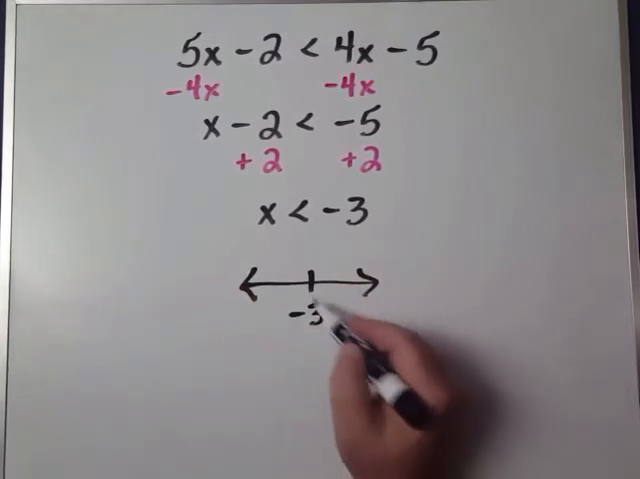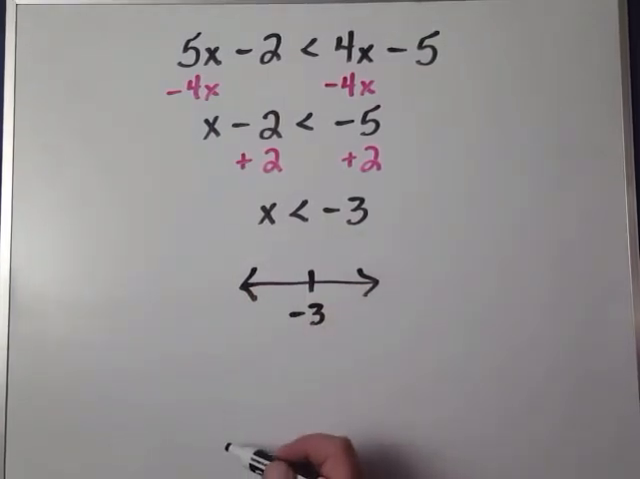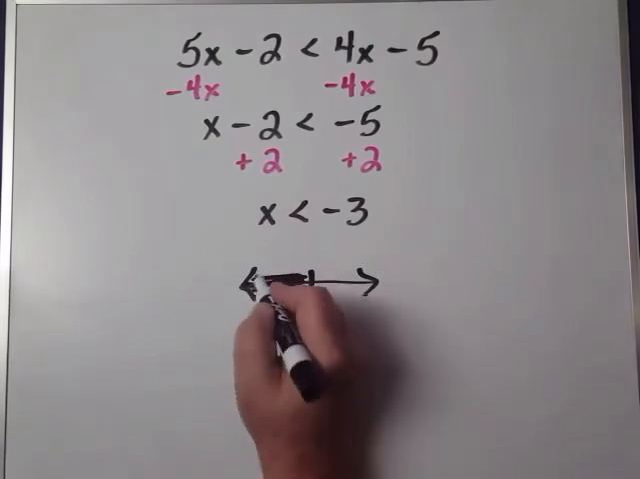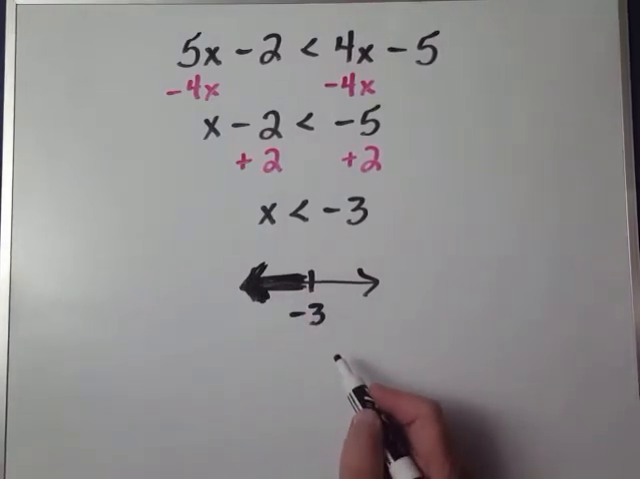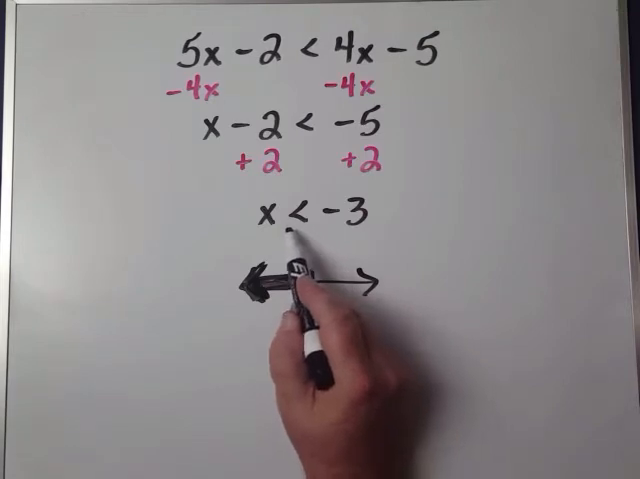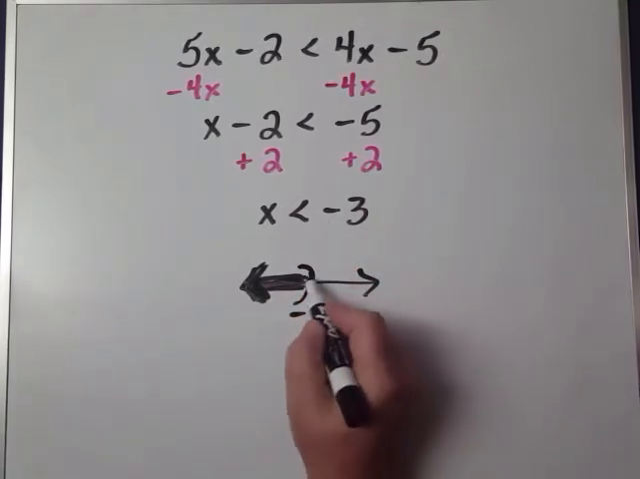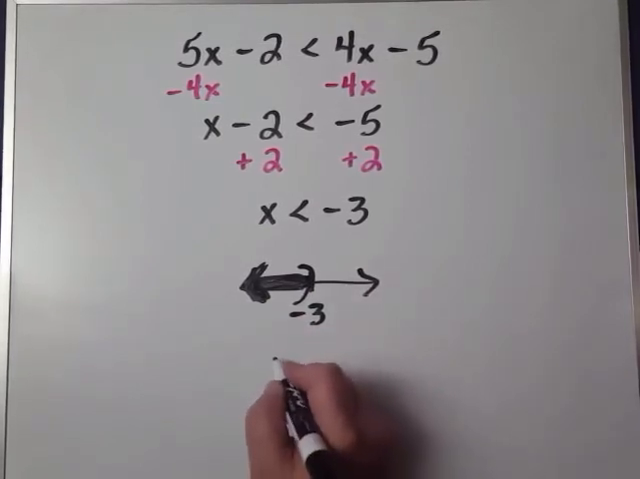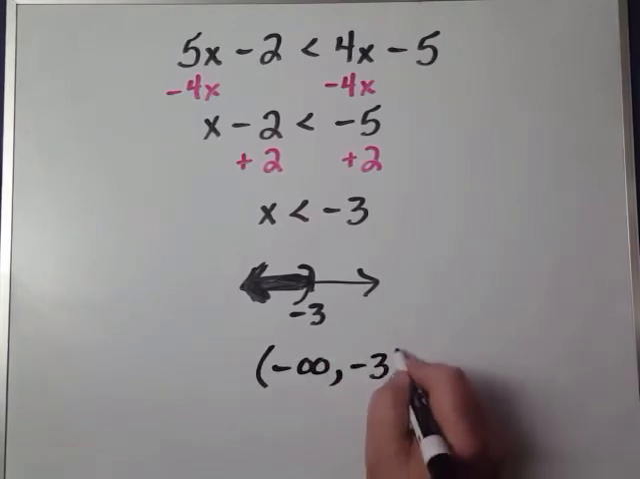Our point of interest, our boundary point, is the negative 3. We're talking about all x's less than negative 3, smaller than, or to the left of negative 3 on the number line. We'll shade those in, including the arrow. This time, the boundary point is not included. It's not "or equal to," it's just less than. And so we'll use a parenthesis on our graph. Our interval notation is the open interval from negative infinity to negative 3.